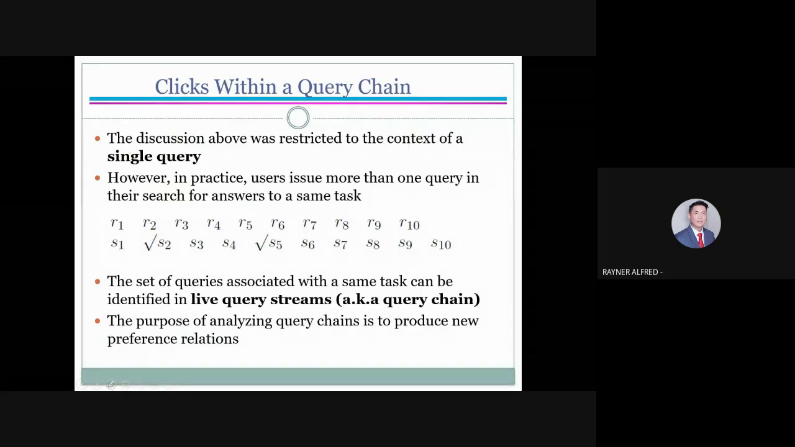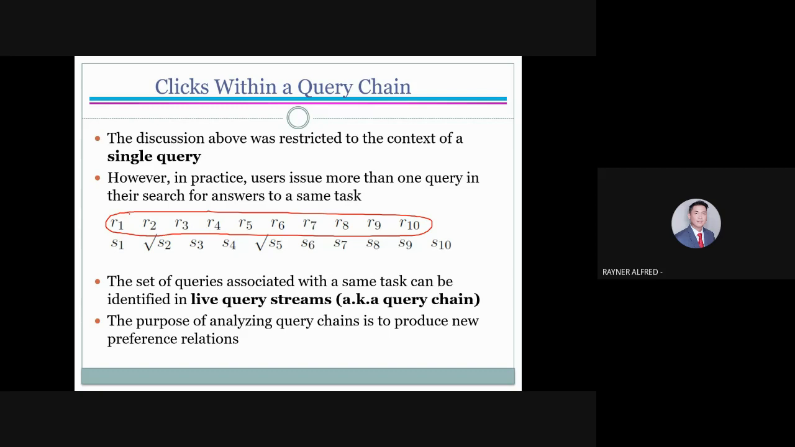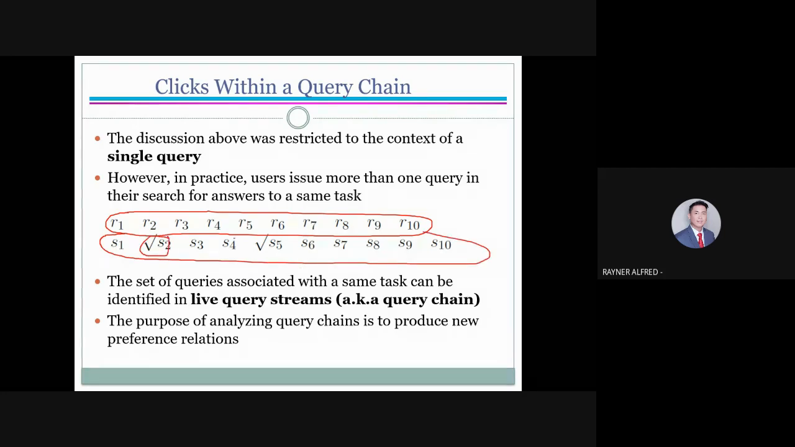There is also a case in which, when we key in the query, for the first result they did not click anything. So when they modify the query and they get the result here, then they click here. This is what we call the query chain, in which the first result produced no relevant document. After changing the query, we get two relevant documents.